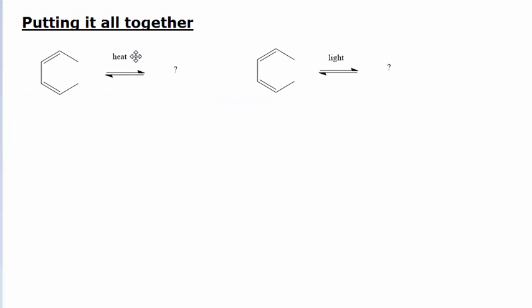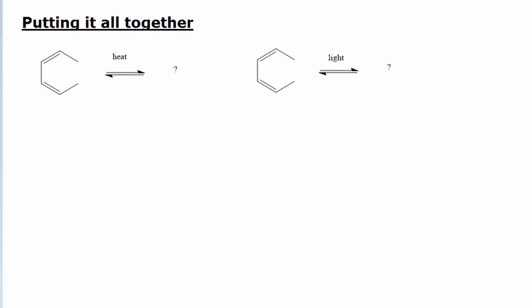Okay? So you're probably a little confused at this point, and that's okay, because there's a lot going on here, but let's put it all together. So let's predict the product of a different reaction and apply our rules to that system. So say we have this molecule, and this time we're going to be reacting in heat, and we have the same molecule, and this time we're going to be reacting it in light.